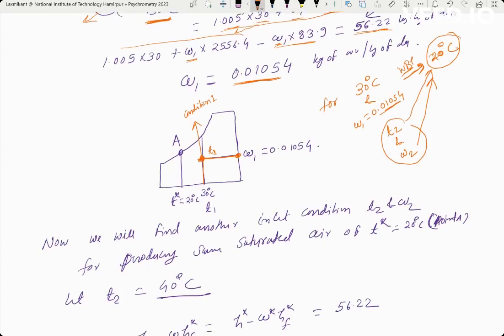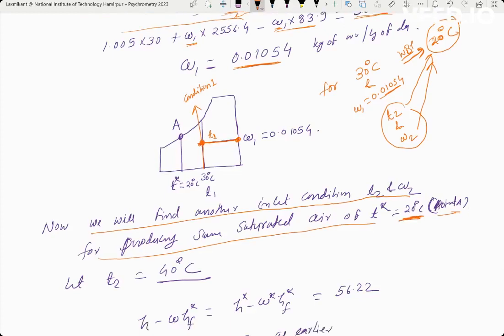So now we will find another inlet condition T2, omega 2, for producing the same saturated air T star of 20 degree Celsius at point A. So let T2 be 40 degree Celsius. Now we draw the 40 degree Celsius line. This is 30, so 40 will be here. This pink line is the 40 degree Celsius line.